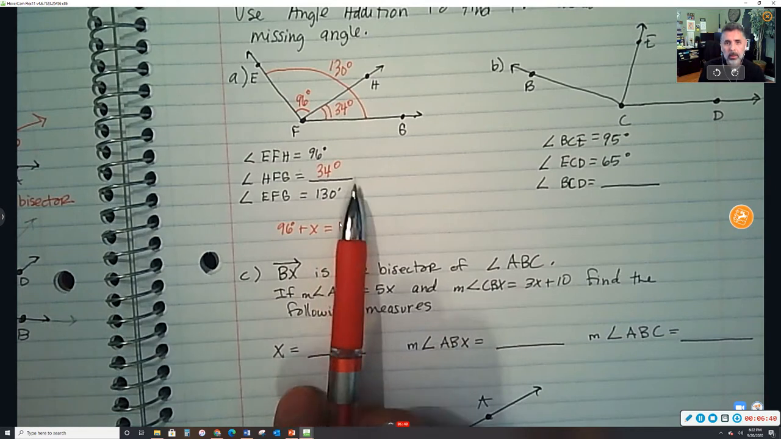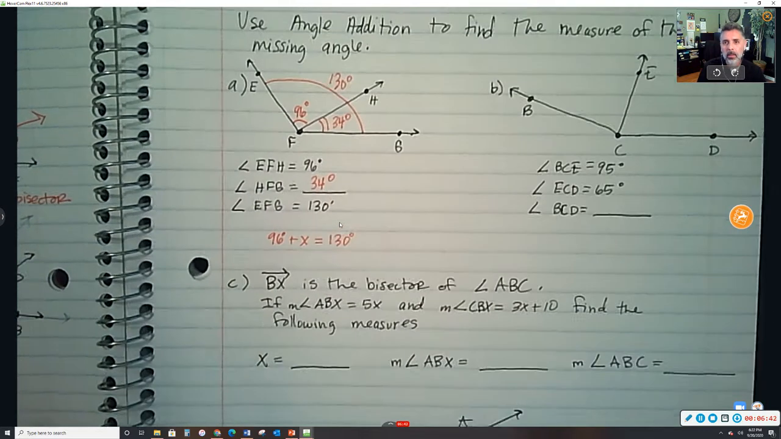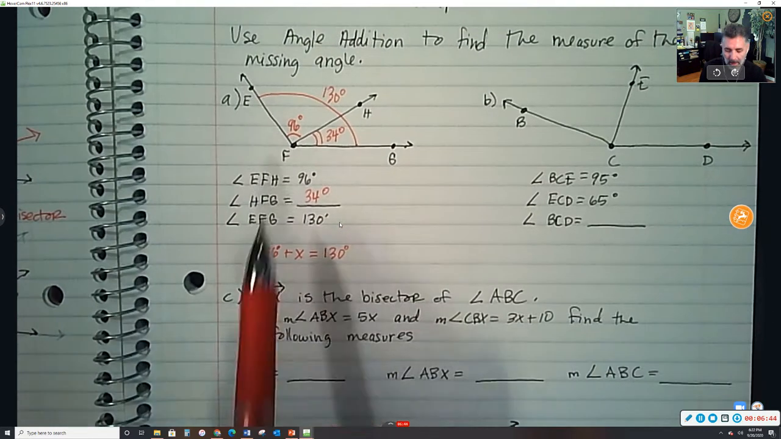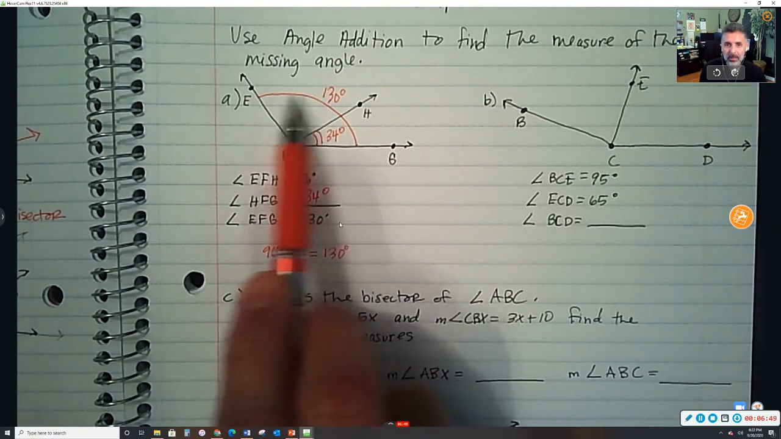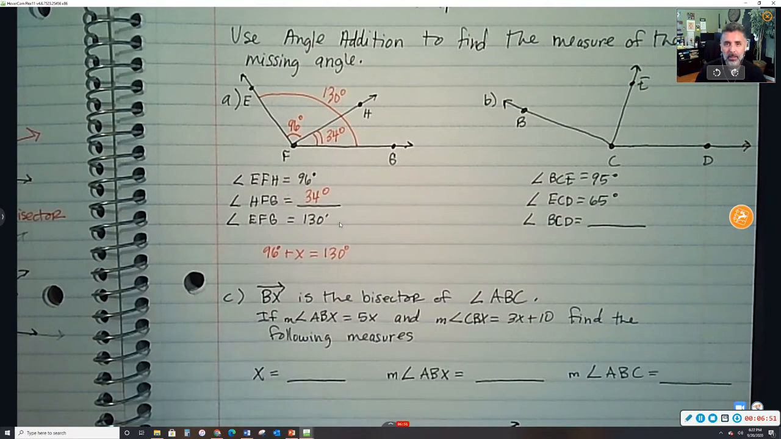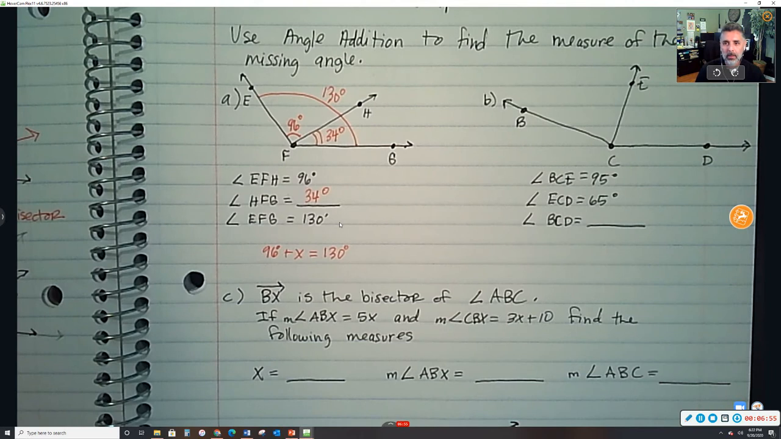And again, the important, oh man, my paper's all over the place. Sorry about that, guys. The important thing is these two angles equal the big outside angle. Okay? And that's all the angle addition postulate is.